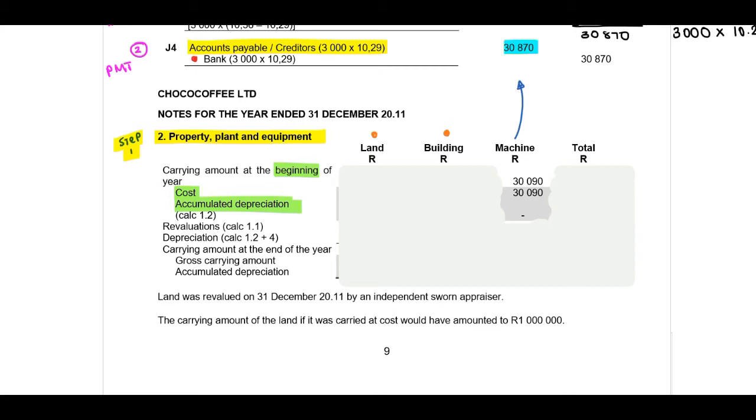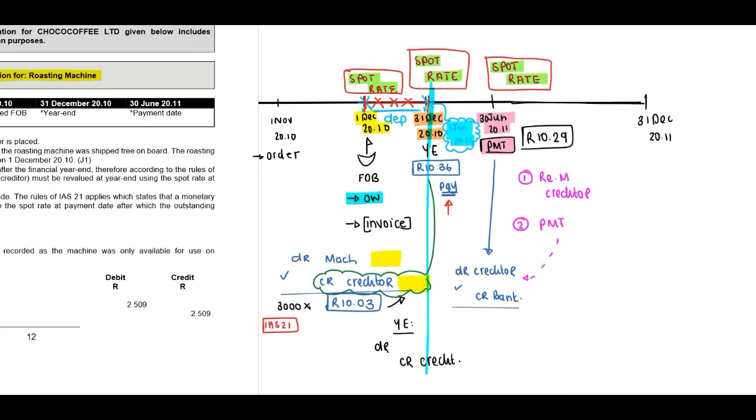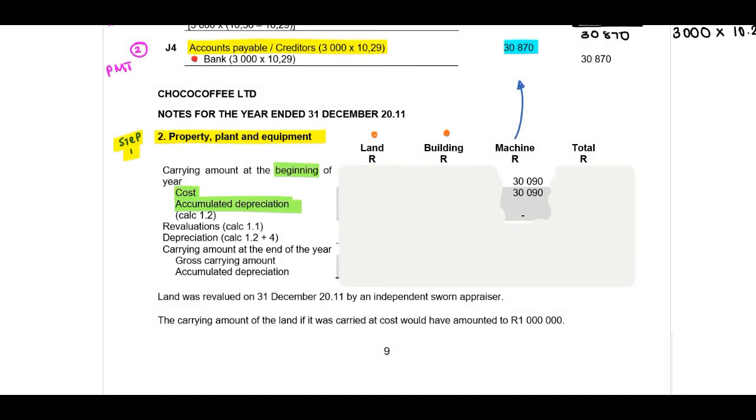Now, again, if we look at our timeline, we now need to calculate the depreciation for the year of our machine. Remember, our machine is readily available for use on 1 January 2011. We have a value of our machine, which is 30,090. Therefore, let's just do this at the bottom. I'm going to include here that this is my calculation A.